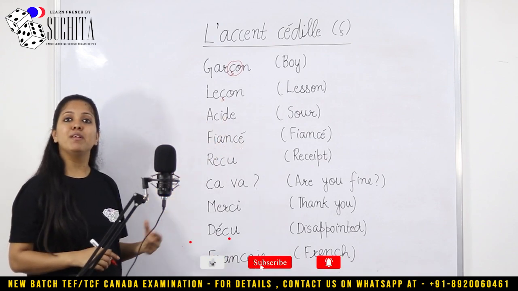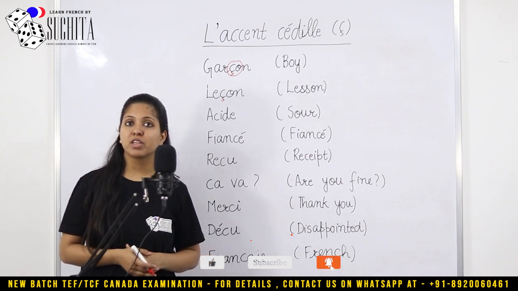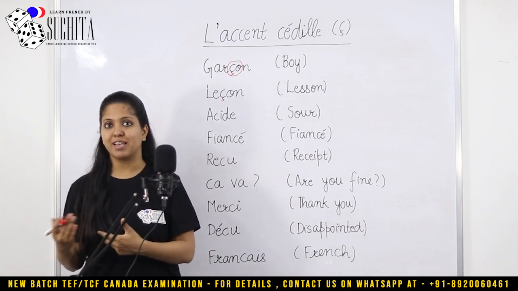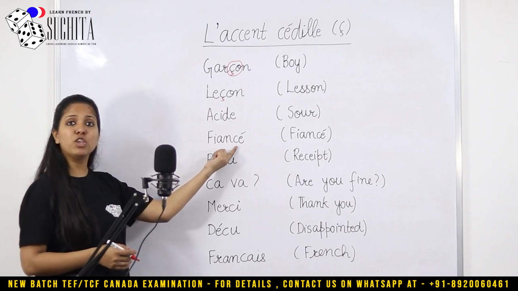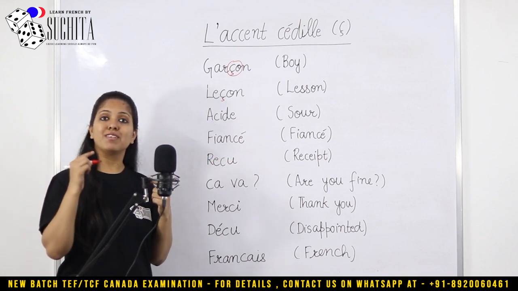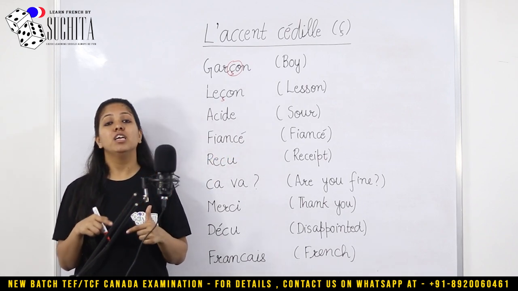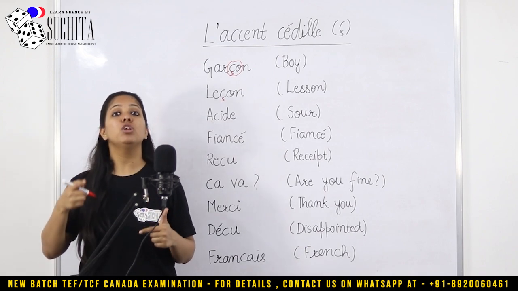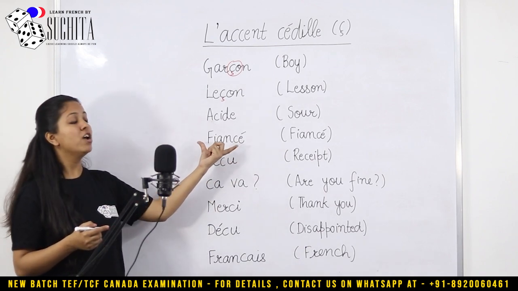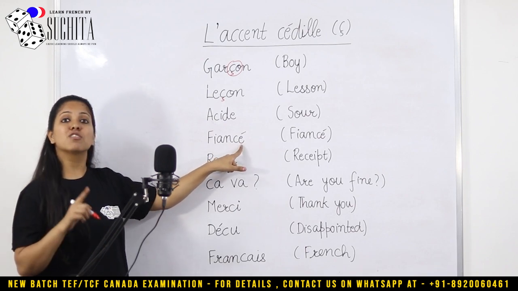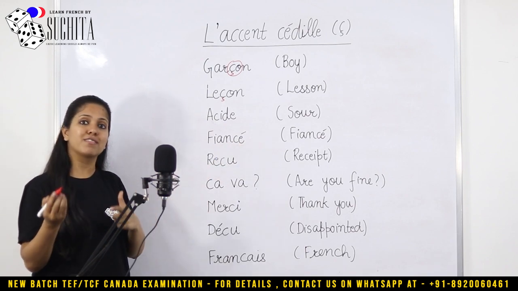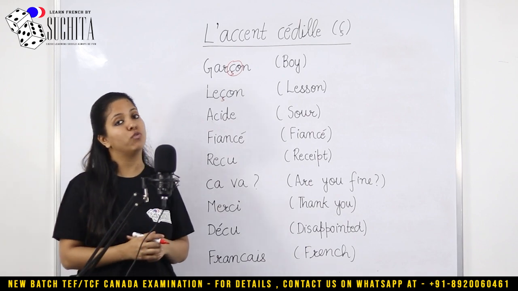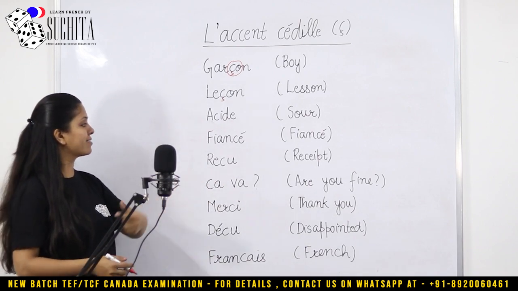Let's look at the fourth example, which is fiancé. Fiancé, which means fiancé. Now after C, you have E. The pronunciation of C is already S if it is followed by the vowel E. So you say fiancé. So CE is already S, so you say fiancé. There is no point applying accent cédille over here. Let's look at the next example.